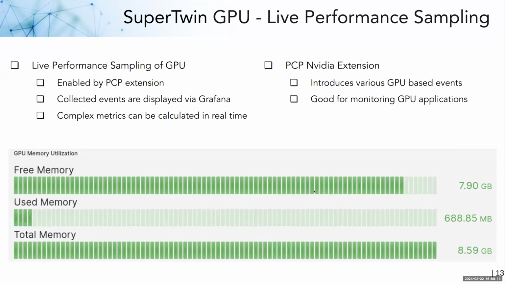And then we also have the live performance sampling, which is thanks to the Performance Copilot extension that introduces some GPU-based performance events for NVIDIA GPUs. So SuperTwin can now collect and display these events in real time, similarly to how it does for CPU events. And this means we can also do some custom metric calculations that are derived from the GPU-based performance events.